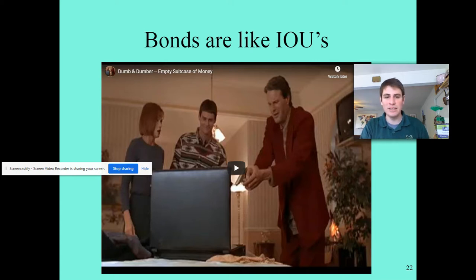That's an IOU, sir. That's as good as money. That one's $300,000 for a car. Might want to hold on to that one.